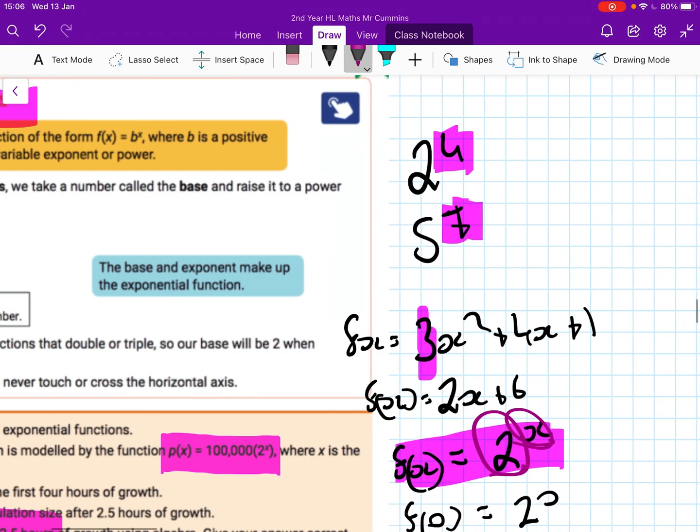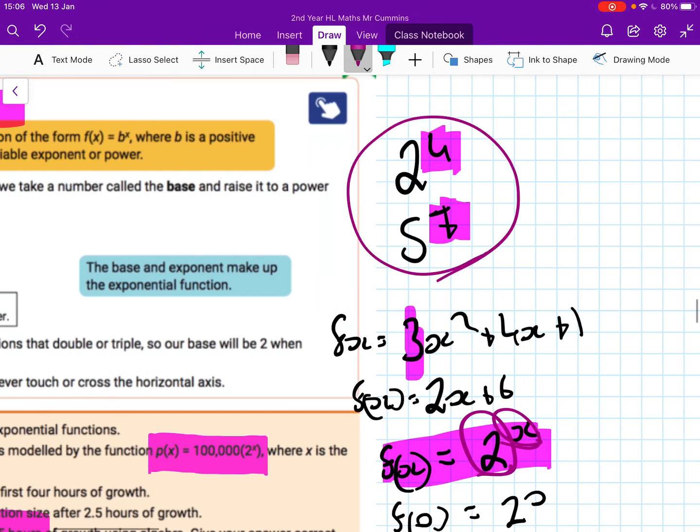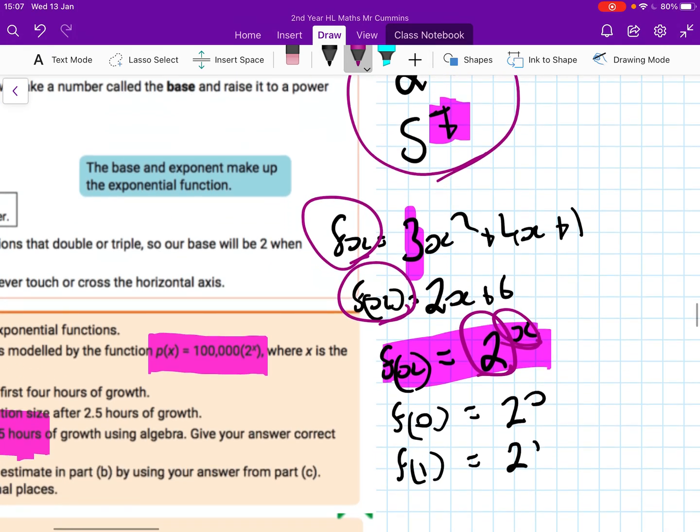So over here, you're used to these ones here, 2 to the power 4, 5 to the power 7, and so on. Whereas when we drew functions, we're used to getting quadratic functions or linear functions. But what if the function was 2 to the power of x? So f of 0 will be 2 to the power 0, f of 1 will be 2 to the power 1.